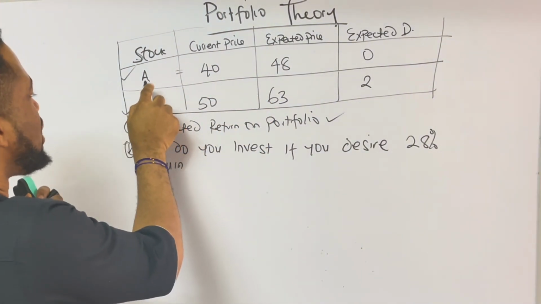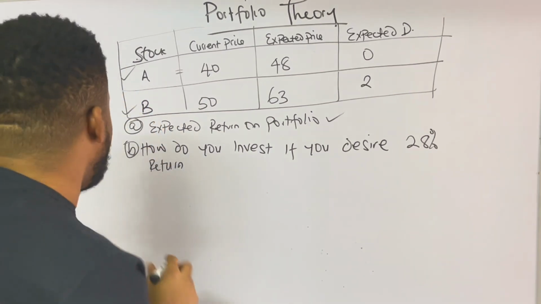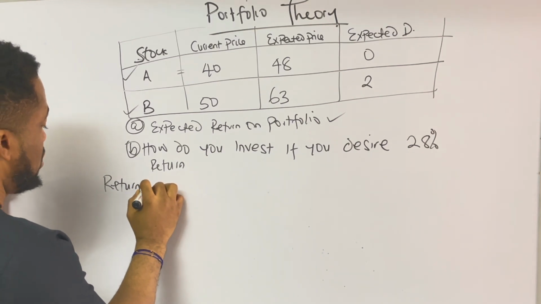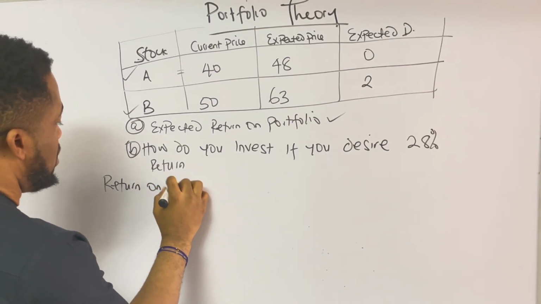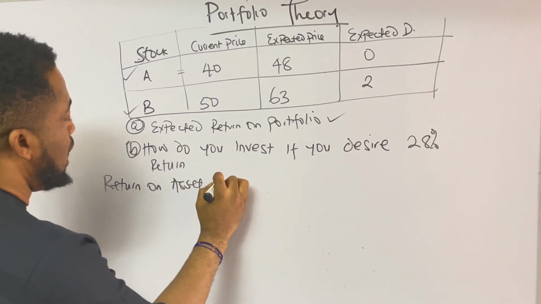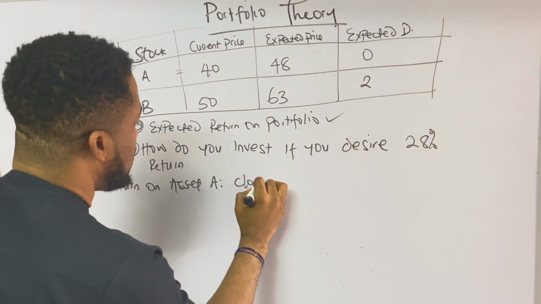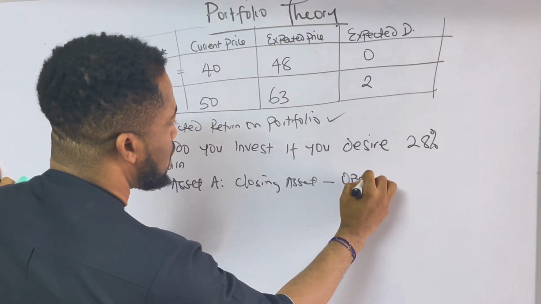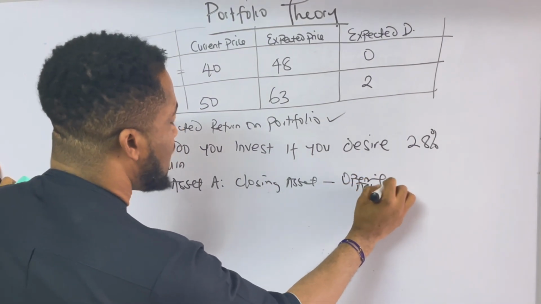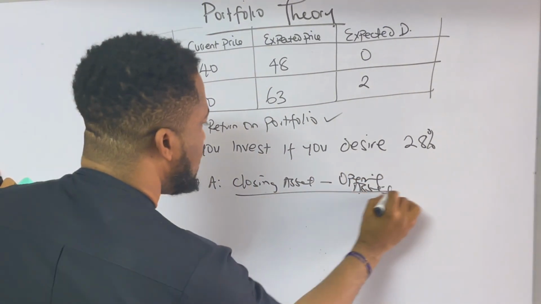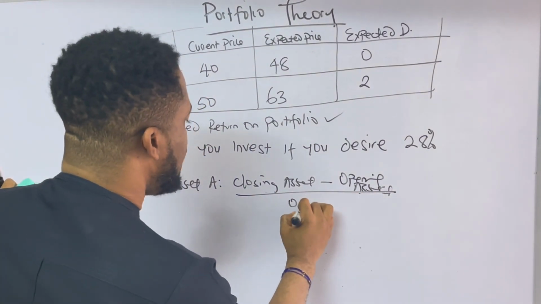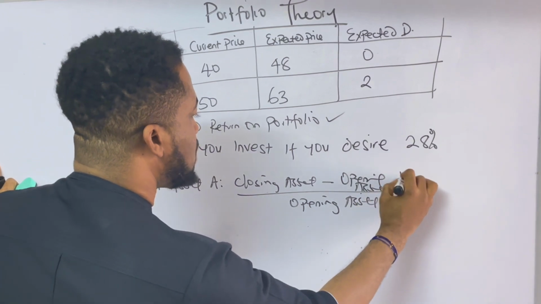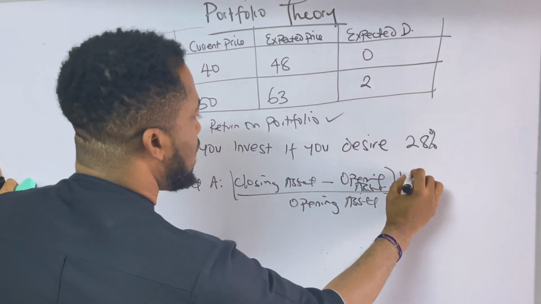Now, it means we have to calculate the return on portfolio, or return for each of these individual assets. So return on asset A is closing asset minus opening asset, anyhow you want to put it, it doesn't matter, divided by opening asset, then plus whatever dividend that you have.